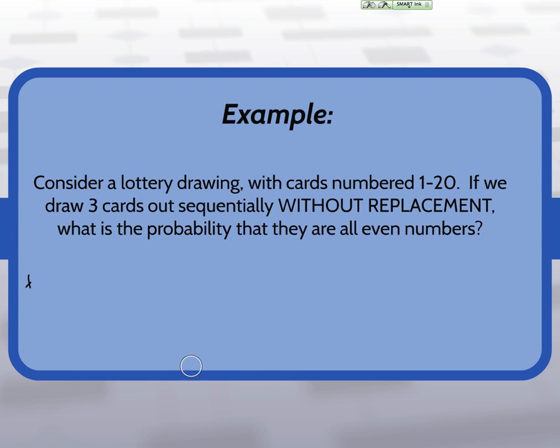While you guys try this one on your own, it says consider a lottery drawing with cards numbered 1 through 20. If we draw out 3 cards sequentially without replacement, what's the probability that all 3 are even numbers? So again, give this a shot. Let's see how you do with it.